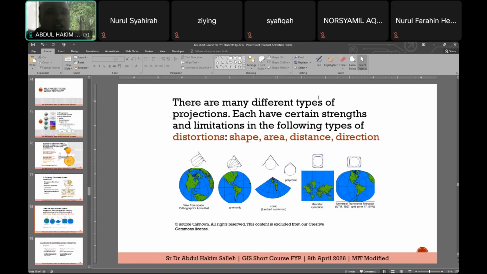Now, there are many different types of projections, of course. Each has certain strengths and limitations in the following types of distortions. It can be distorted in terms of shape, area, distances from one place to another, and directions. It will not be perfect. Nobody has been able to produce an algorithm that perfectly matches the Earth, so far. You might be the first one if you try.